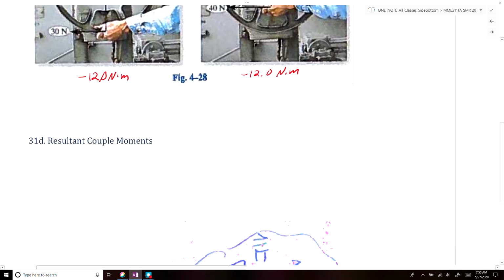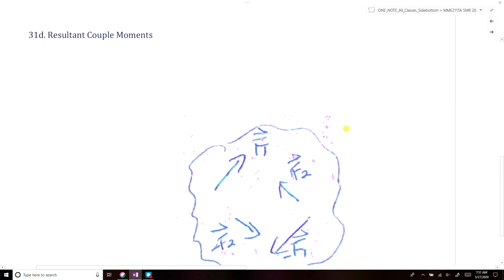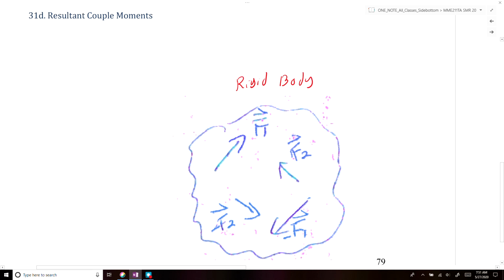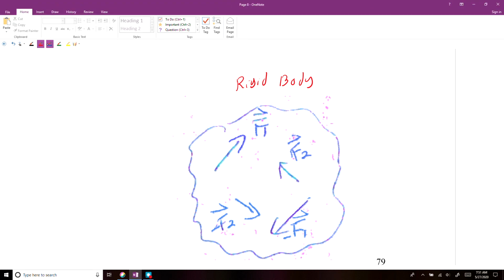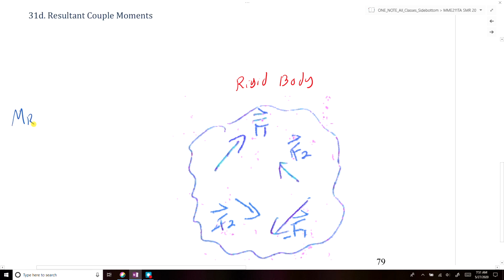The last step here is that if you have a rigid body, like the one drawn at the bottom of the screen, with multiple couple moments, in this case two couple moments, one due to force 1 and one due to force 2, we can calculate the resultant couple moment using the following equation, where our resultant moment is equal to the sum of all of our couple moments added together.